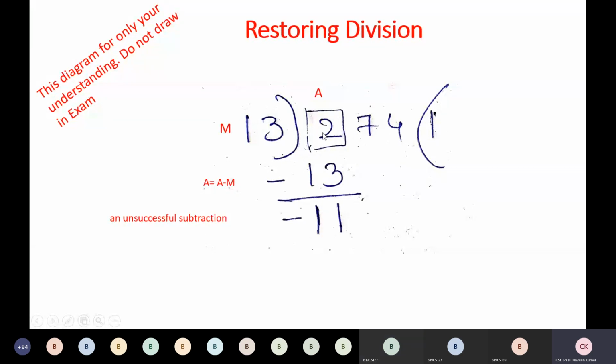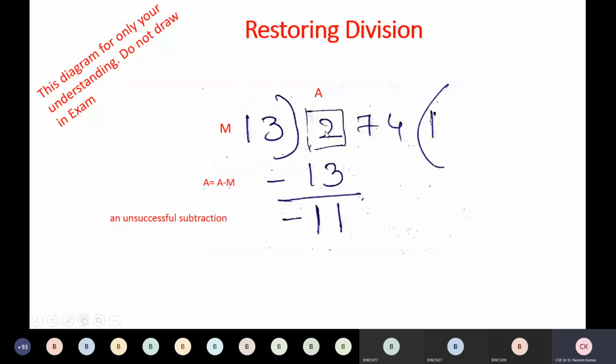The computer doesn't know that we need to take 27. So first it considers only 2. The computer takes only 2. How does it take 2? It loads this number 2 into a register called accumulator A. Okay, so it loads this number 2 into accumulator A.